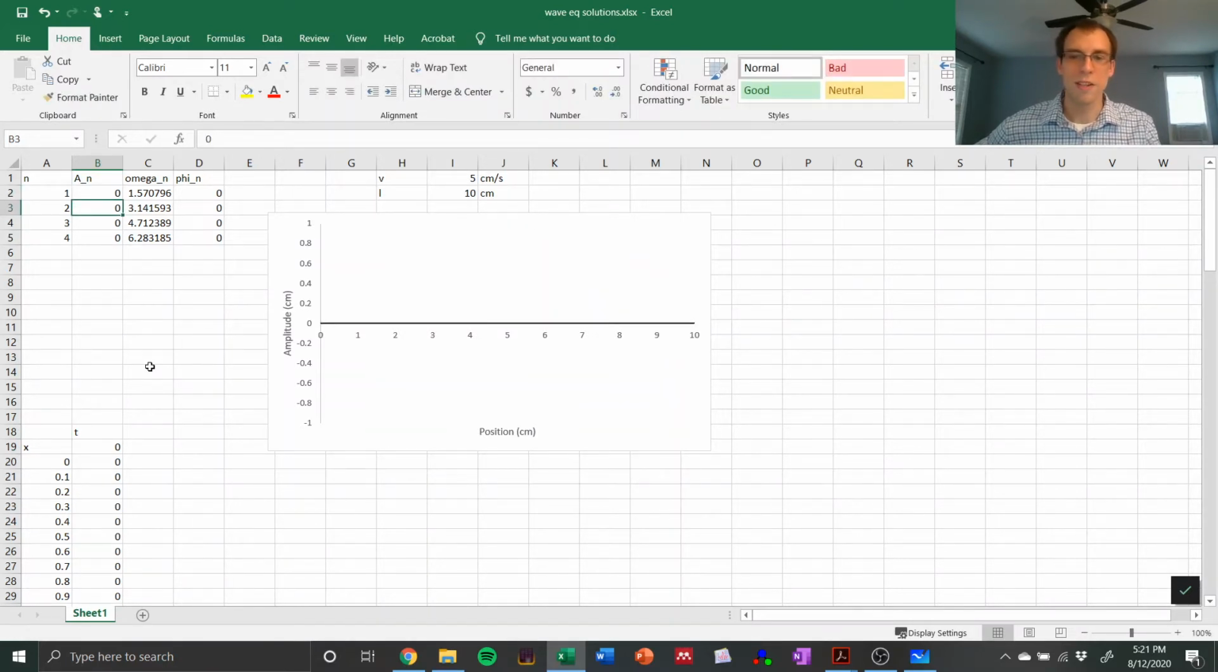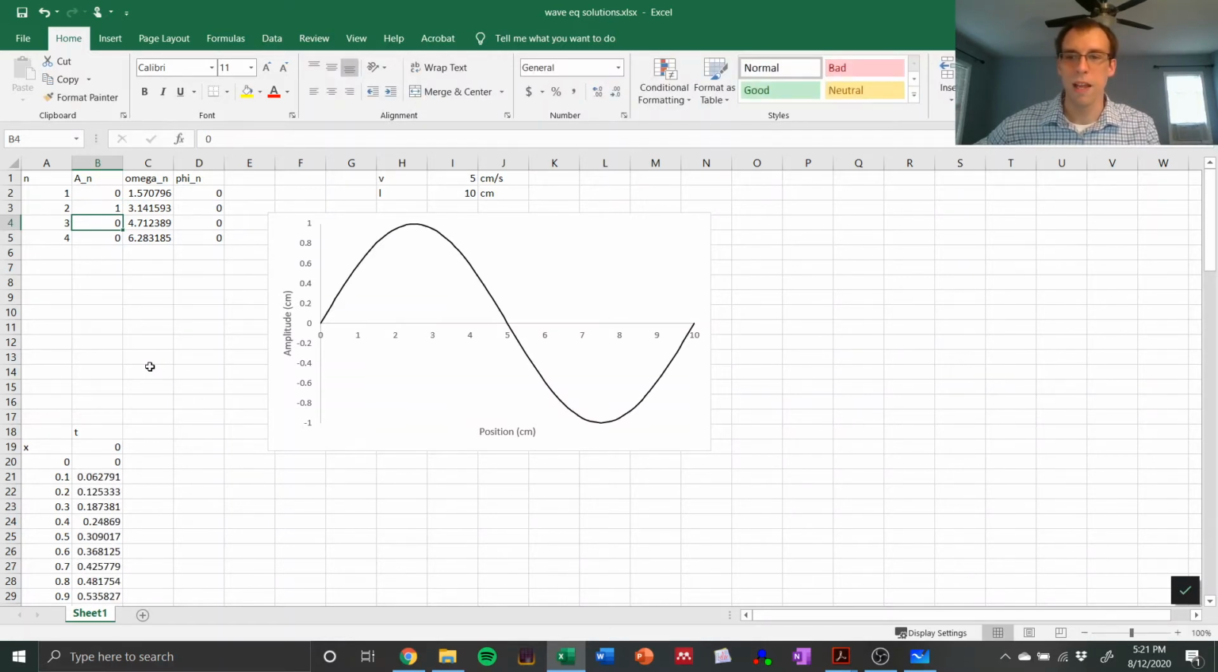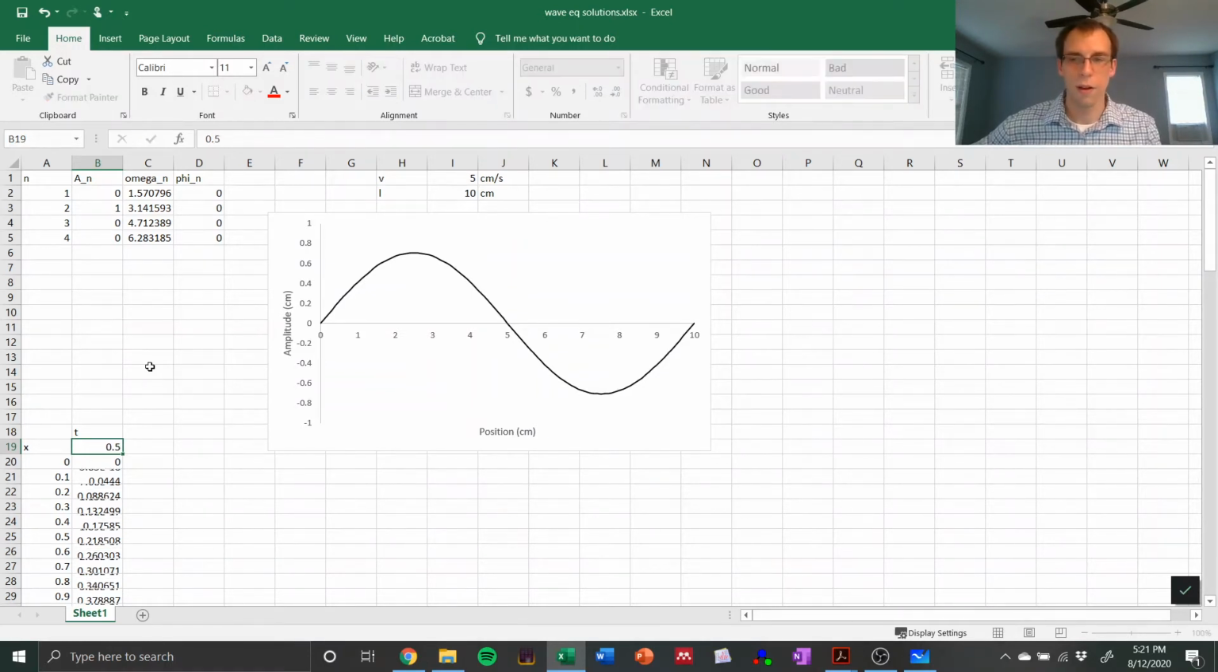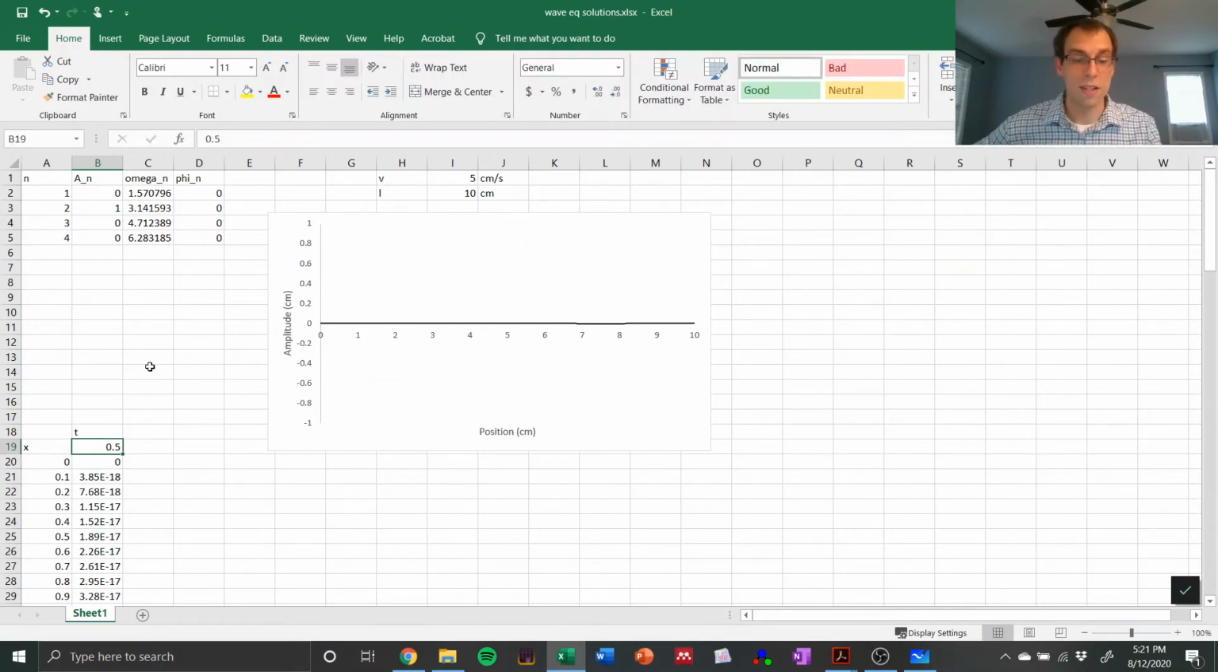if I put everything at 0, this is our trivial solution, right? The string just stays still. But if I make the n equals 2 amplitude equal to 1, this is our second normal mode. And we can do the same thing and change our time here. At 0.25 seconds, it starts to decrease on both sides, coming down on the left side and up on the right side. At half a second, we see it's already reached the middle.